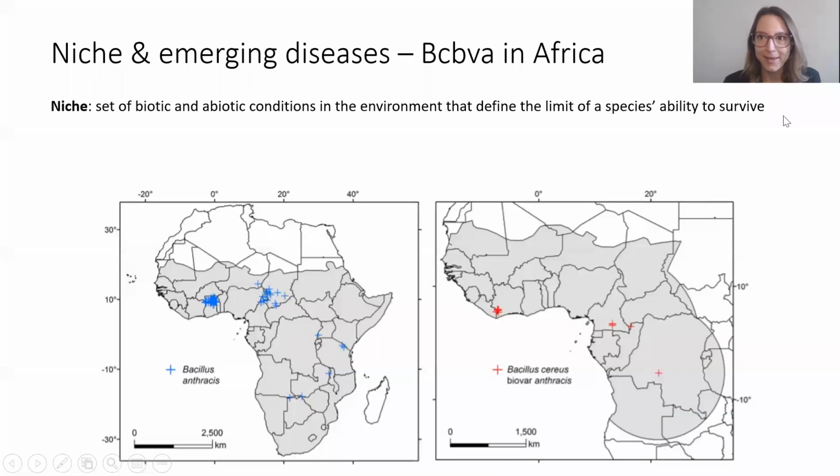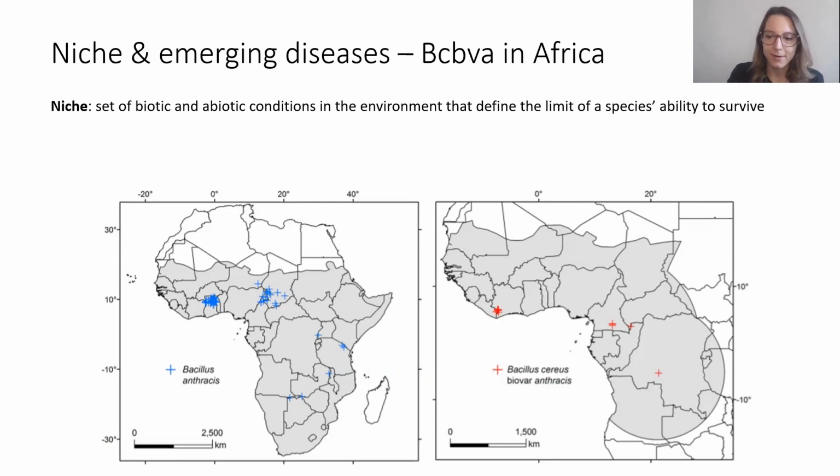So yesterday when we ended, we were talking about this third principle of disease ecology, a third principle of ecological factors that influence the way that diseases are transmitted. And this third principle had to do with niches. And as a recap, a niche is a set of biotic and abiotic conditions in the environment that define a species' limit and their ability to survive in that given environment.